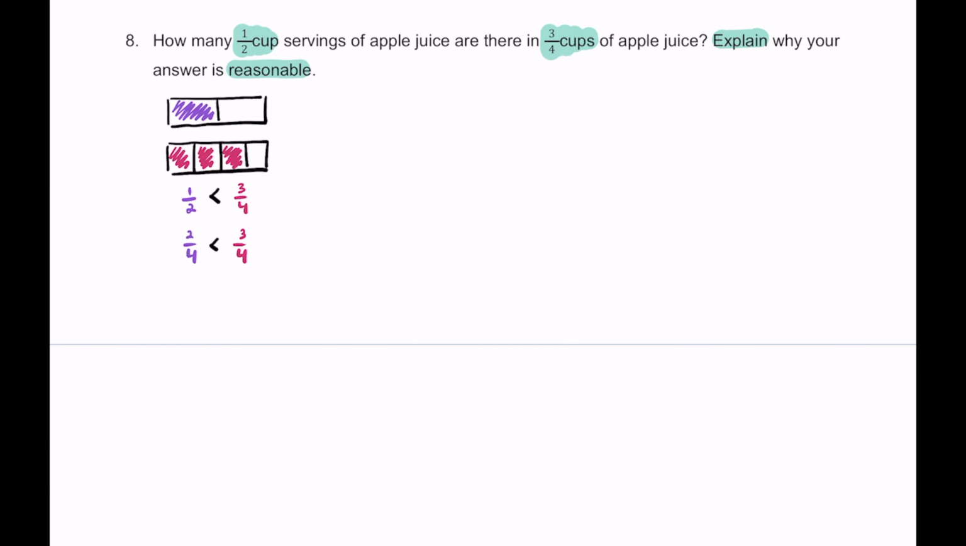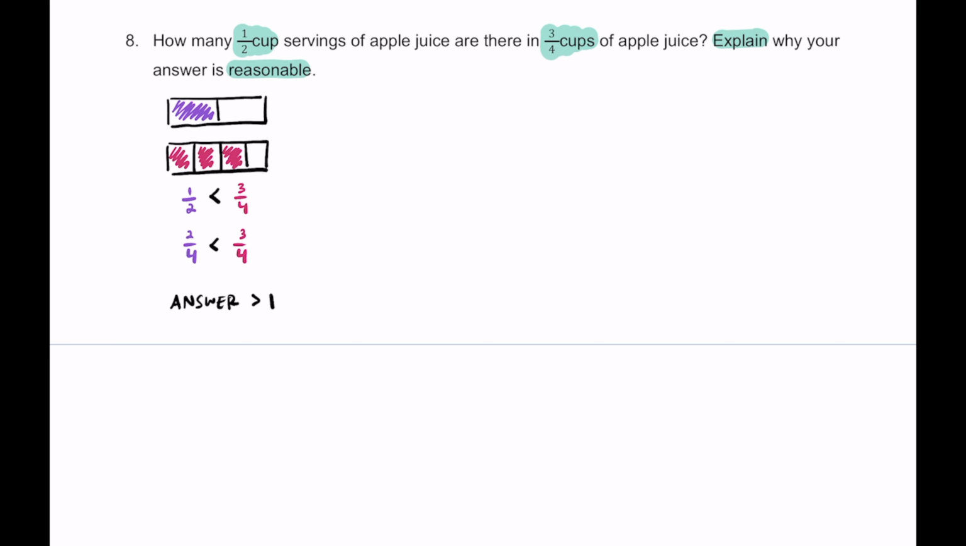So if we're saying how many half cup servings will fit into 3/4 cups of juice, I think the reasonability thing that we're looking for here is that the answer has to be greater than 1, right? Half is going to fit into 3/4 more than 1 time. That's the whole idea here, okay? As opposed to the last problem 7, where it didn't fit in a whole time, so we knew the answer was going to be less than 1. So let's go ahead and see what this is going to look like.